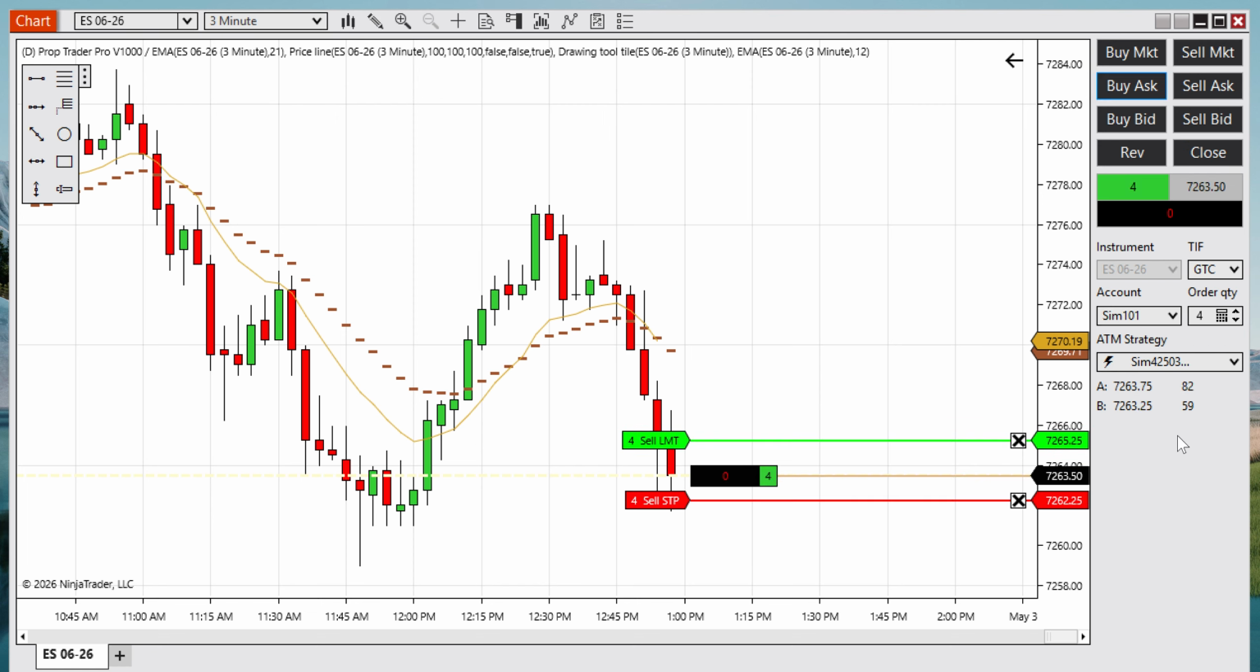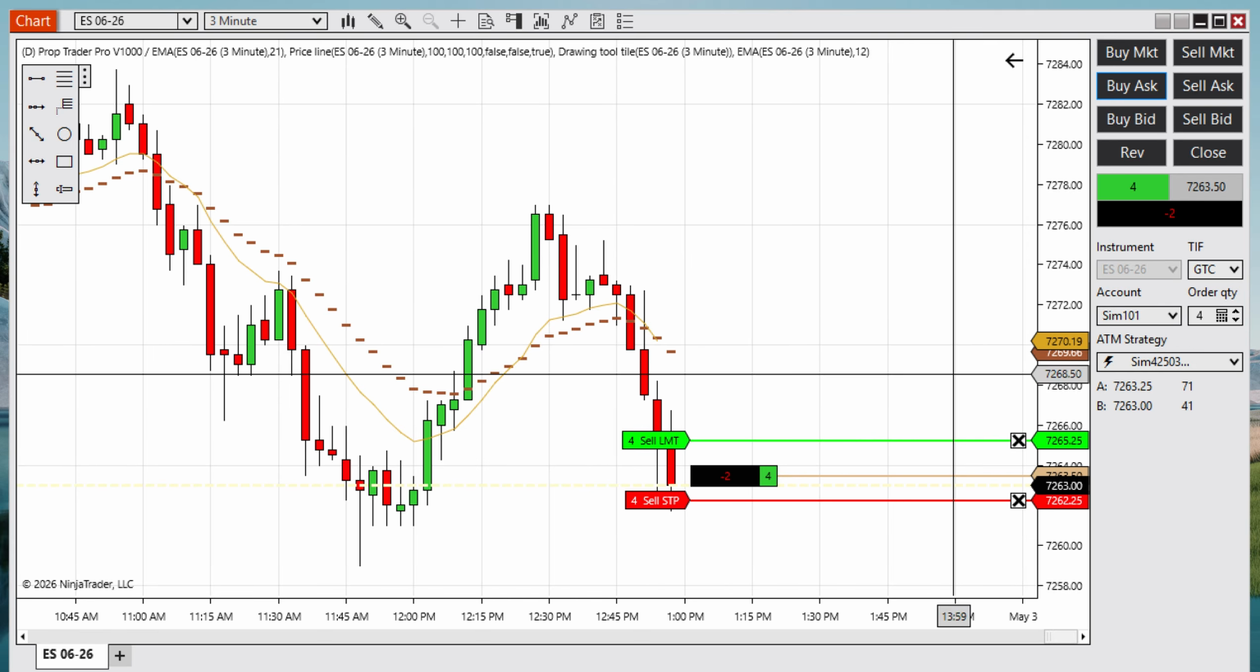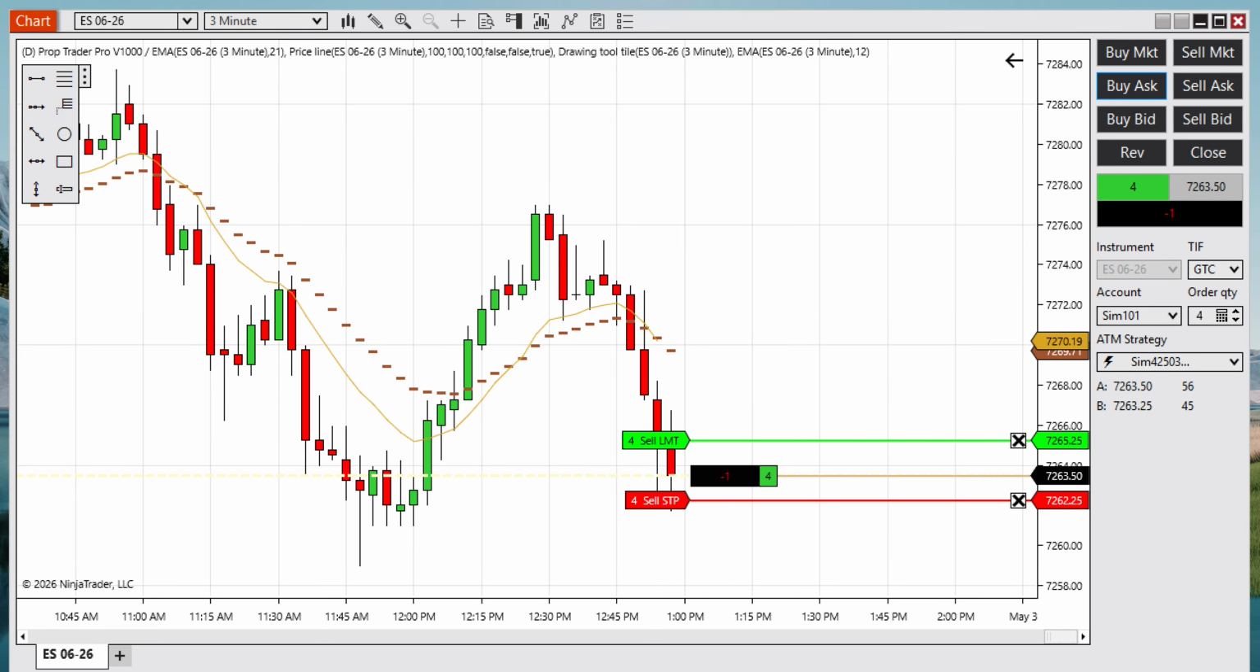So you can practice your buy ask, buy bid, all these things during this time, and then you generally let the trade play out instead of closing it down. Okay, so this is how you can set up your NinjaTrader.